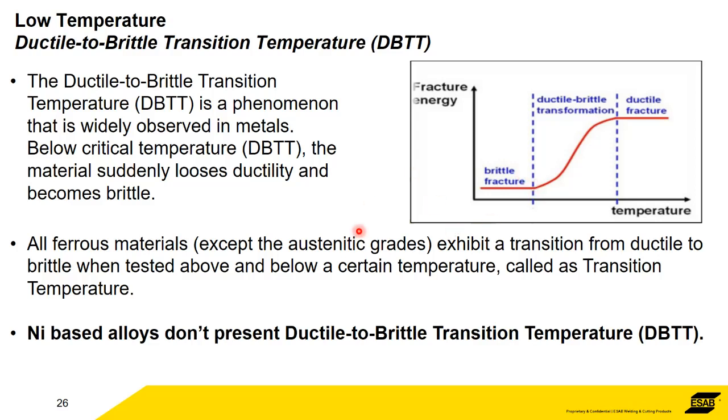Okay, and again, we should know about this. All ferrous metals exhibit a transition. However, nickel-based alloys don't, so again, it's something else that you don't have to worry about. But again, that's one of the properties, one of the phenomena, why the nickel-based alloys are used in cryogenics.